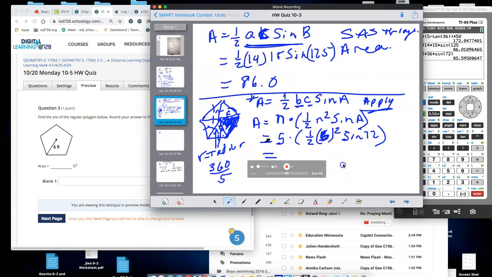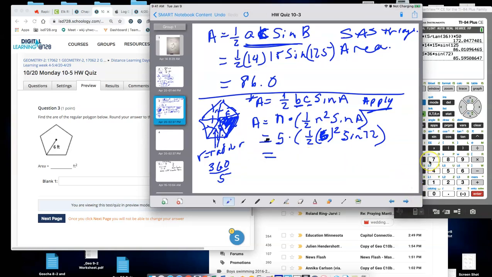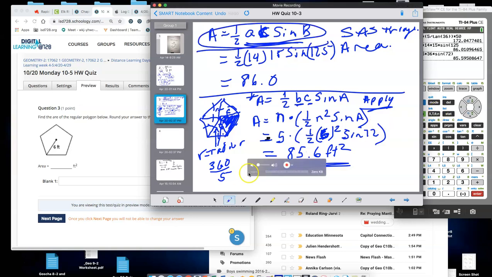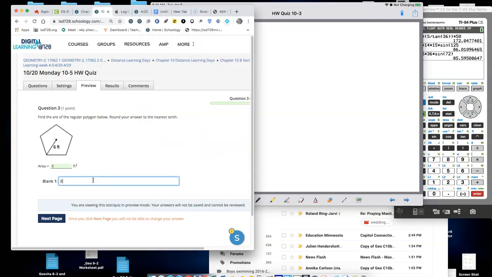Okay, so we've got that going. Now, I've put that in. And once we've got it in, we know my answer, rounded to the nearest tenth, and I'm going to double check to make sure it's rounded to the nearest tenth, is 85.6. And that is feet squared. So that's a really slick way to get that done, and I would do that every time. And it is an application problem of this equation. Okay? So make sure you know. Now, let's go on to our next one.